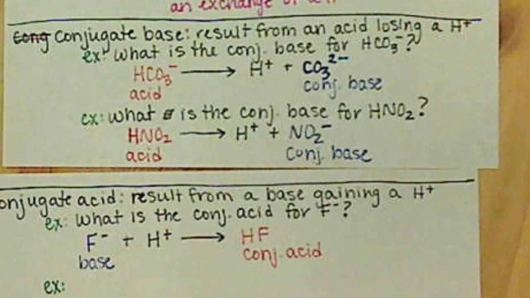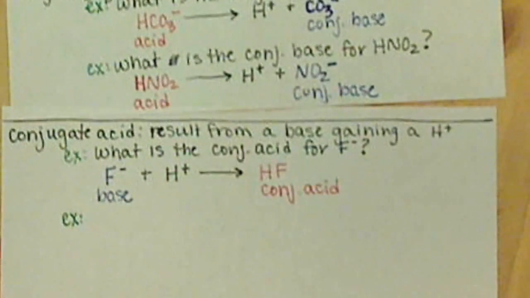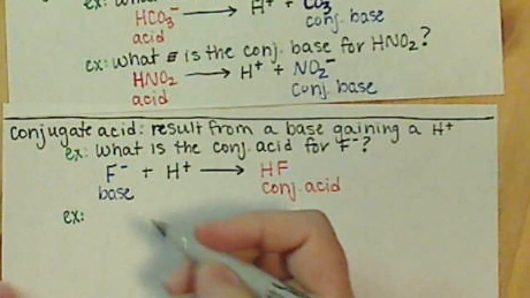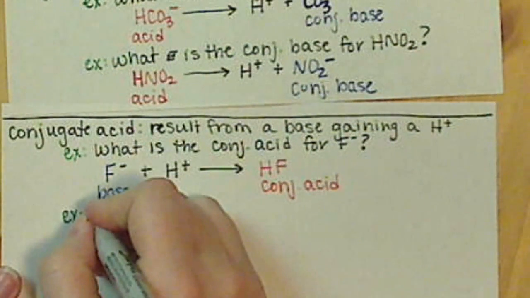Now let's look at another example. Try this one on your own. What is the conjugate acid for HCO3 minus?